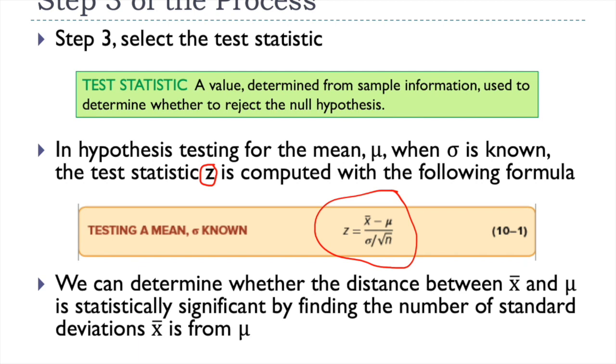If we don't know our population standard deviation, and this is what we got into with chapter 9, then that's where we're going to have to use our T value as the test statistic. I'll show you that formula in an example here at the end of the chapter.